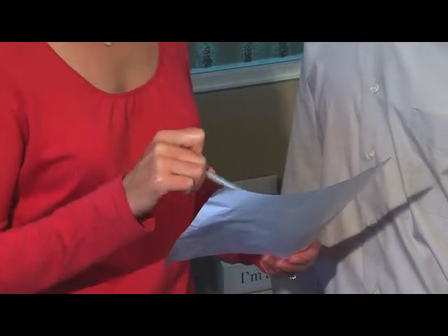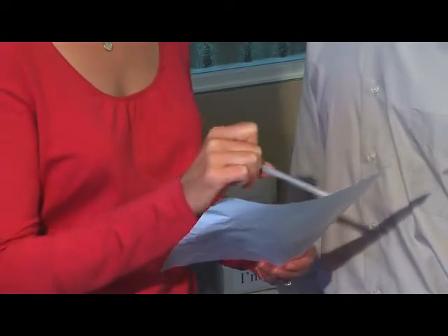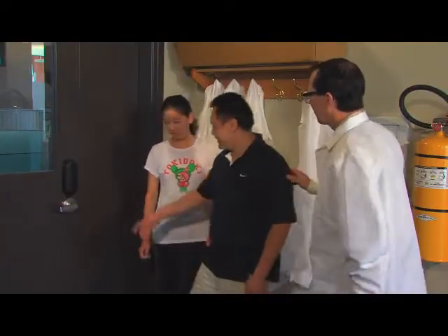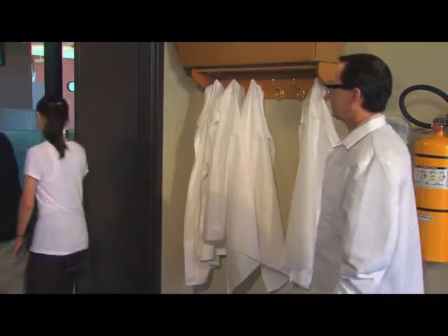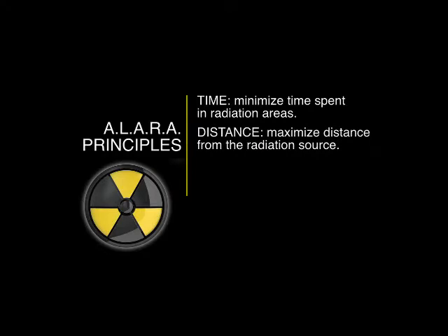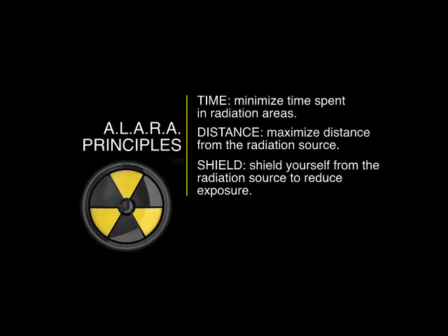Radiation and contamination surveys are performed routinely in radiological areas and are well documented. The person in charge is also responsible for familiarizing all workers with these surveys, so everyone can be aware of their own safety. Radiation areas are not places to hang out. To minimize your exposure, never loiter in high radiation areas. This will help maintain a dose as low as reasonably achievable, called ALARA. The basic ALARA principles are: minimize your time in the radiation area, maximize your distance from the radiation source, and shield yourself from the radiation source to reduce exposure.